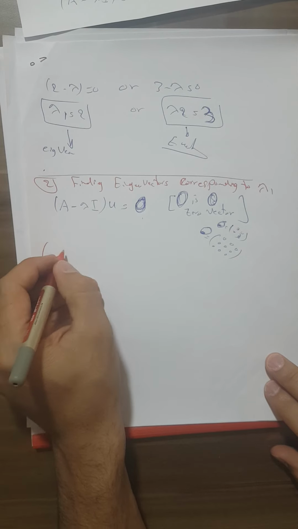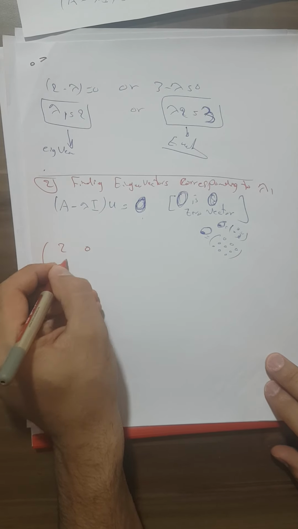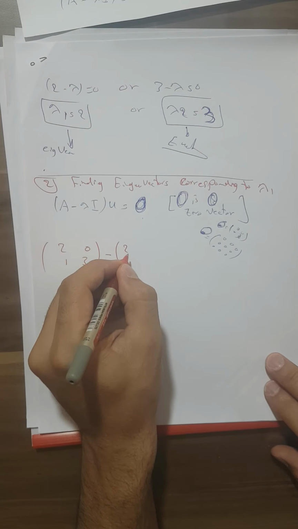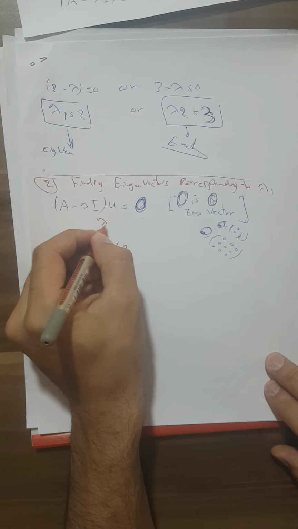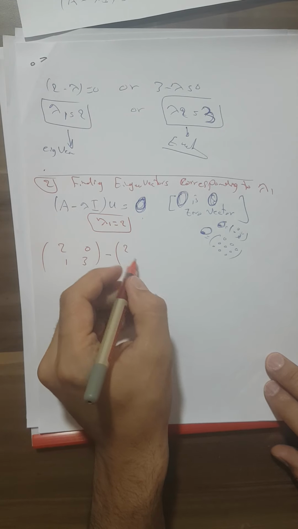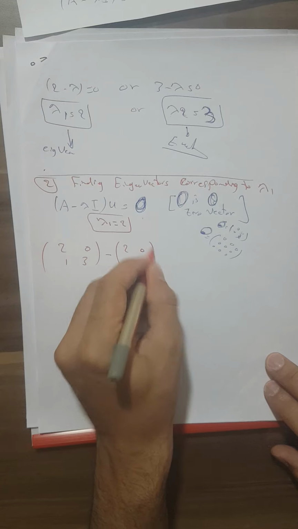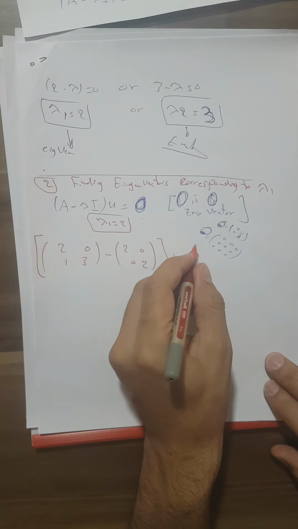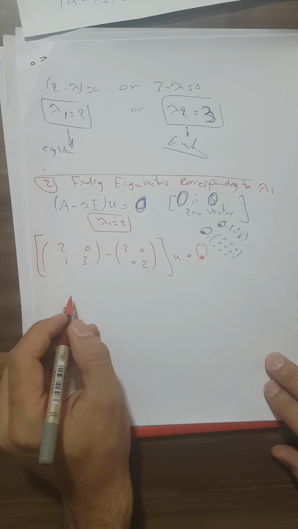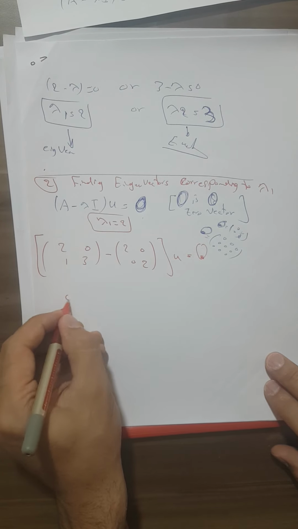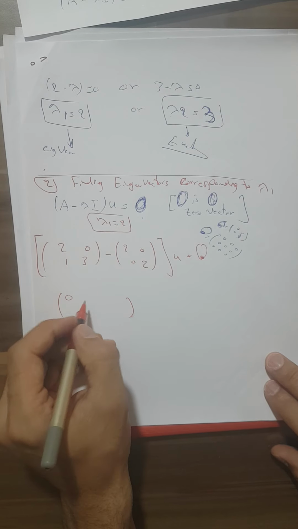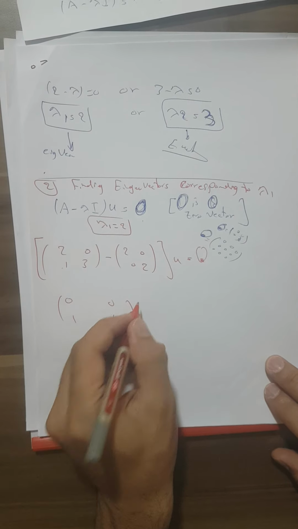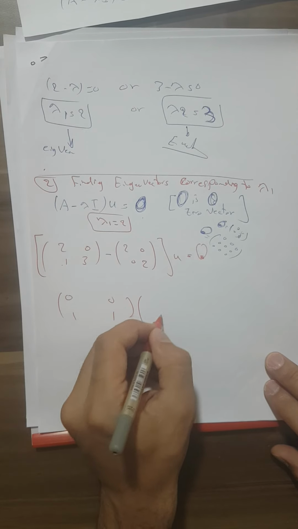So we have A, which was [[2, 0], [1, 3]], minus, as usual, 2, because our lambda 1 is equal to 2. So we see [[2, 0], [0, 2]], multiplying u, which is equal to the 0 vector. Now we have 2 minus 2 is equal to 0, 0 minus 0 is 0, 1 minus 0 is 1, 3 minus 2 is 1, times u. Should be what?